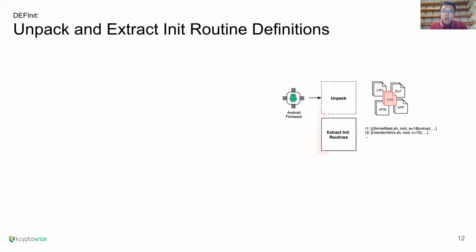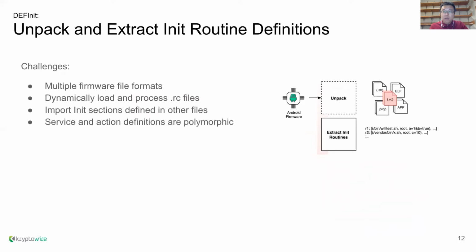Given Android firmware, we first unpack it and extract init routine definitions. There are various challenges to do that. The firmware has multiple file formats. Init dynamically loads and processes RC files in the presence of extra sources of information, such as system properties preloaded at boot time. Init RC files can also import init sections defined in other files. The service and action definitions are polymorphic. For example, a service can override its parent definition by using an override modifier.